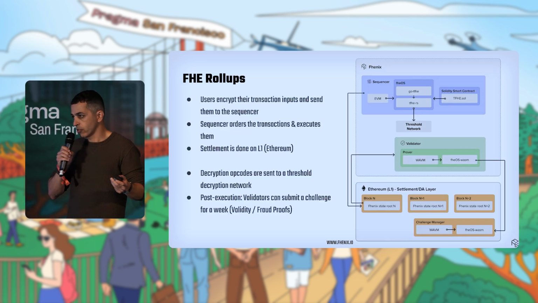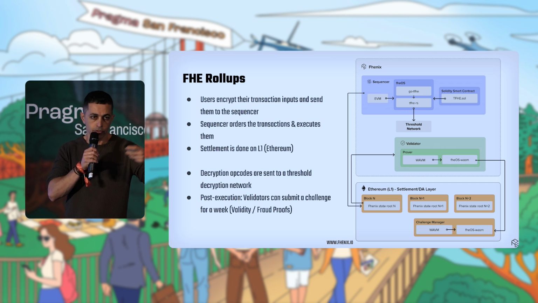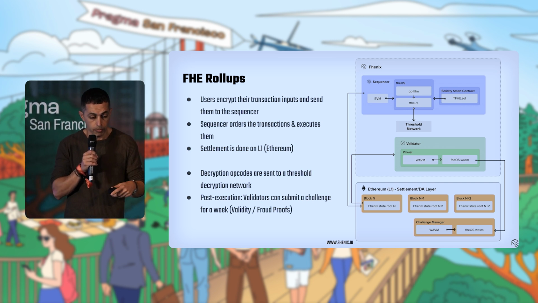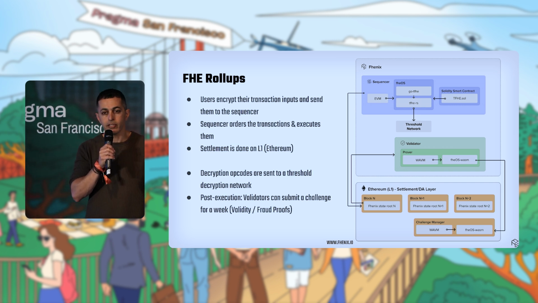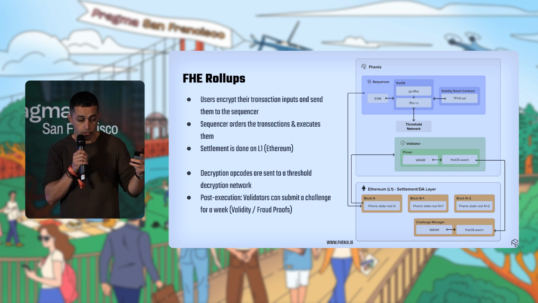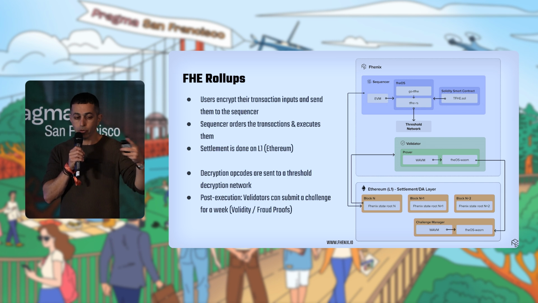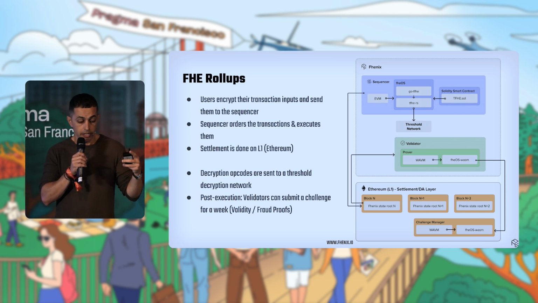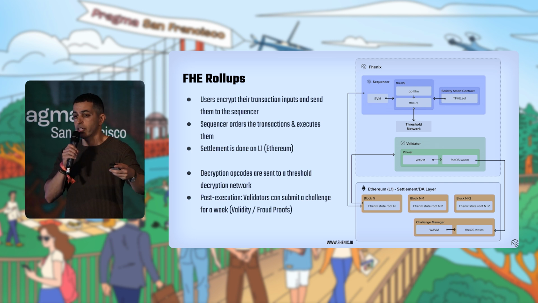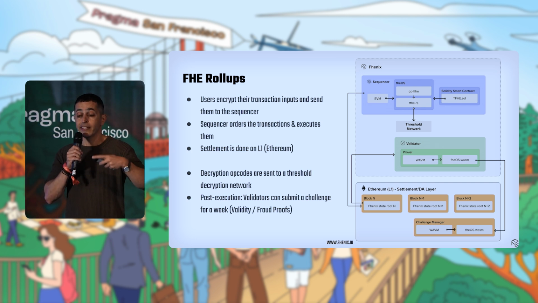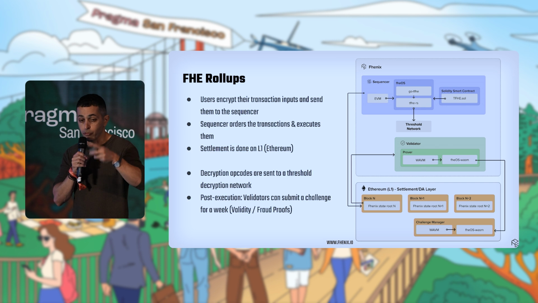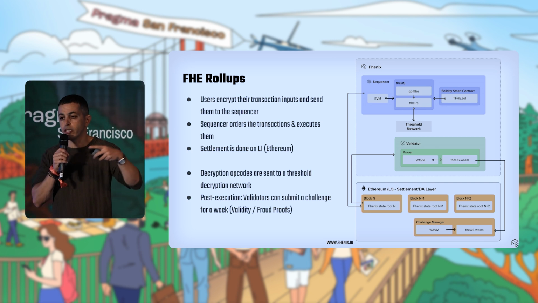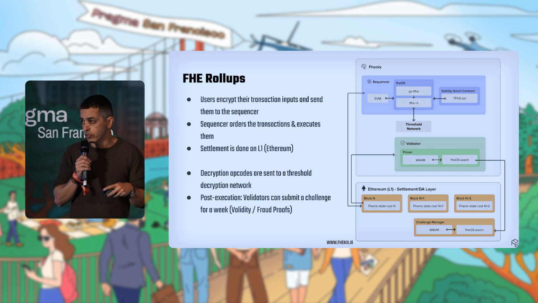So the talk is about FHE rollups and coprocessor. So let me briefly walk you through how we use FHE in an FHE rollup. It's no different than a generic rollup that we have out there today. The users encrypt their transaction inputs and send it to the rollup. We then have the sequencer. The sequencer aggregates all of the transactions and executes them using fully homomorphic encryption. And we have the settlement that is done on Ethereum. So you have all the Ethereum security guarantees that are associated with it.